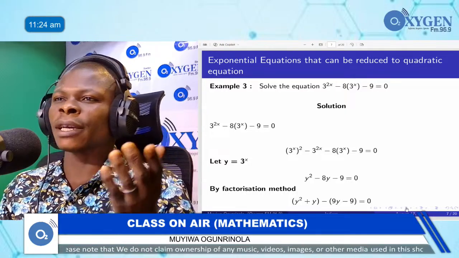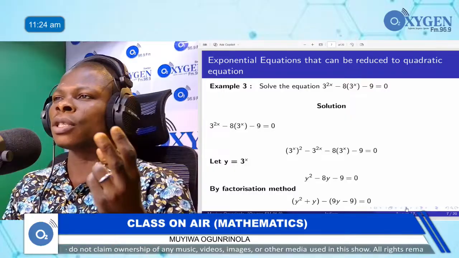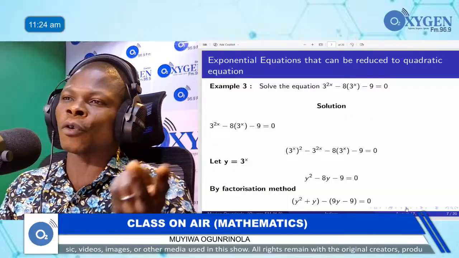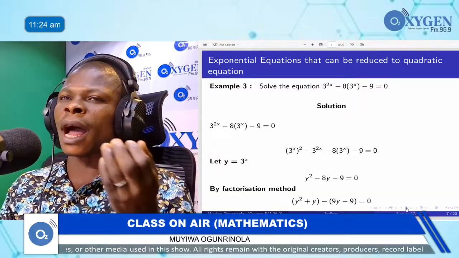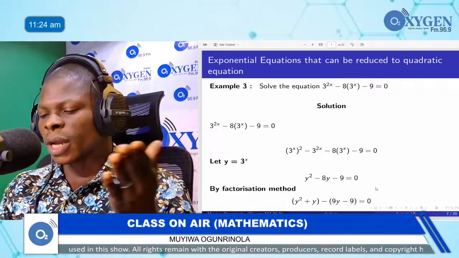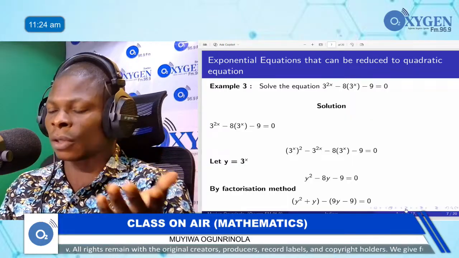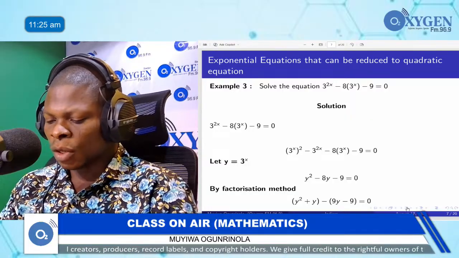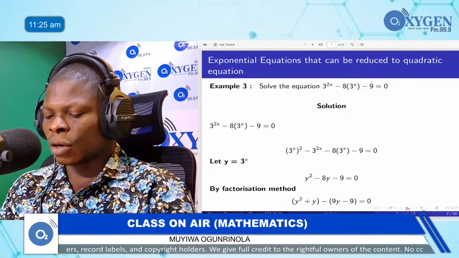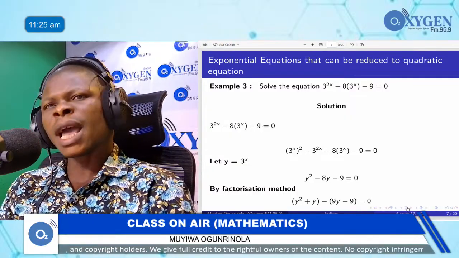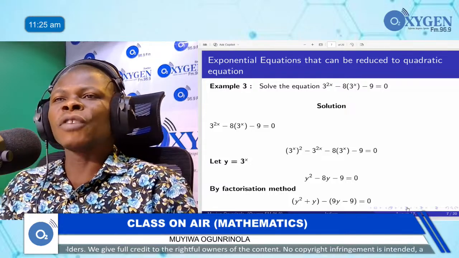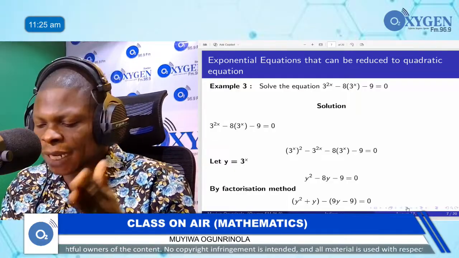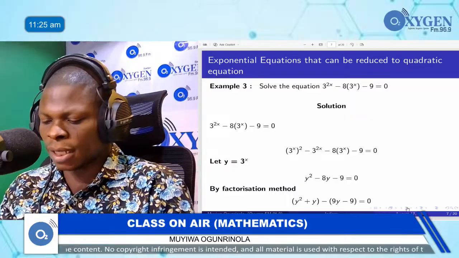We have the factorization method, the completing the square method, the general formula, which some people call the almighty formula, and then also the graphical method. But in this case, we are going to use the factorization method to solve this equation. We see that we have y squared minus 8y minus 9. Then you look for two numbers that, if you multiply them together, give you minus 9, and when you add them together, give you minus 8.